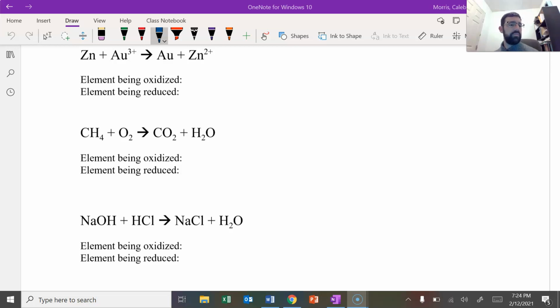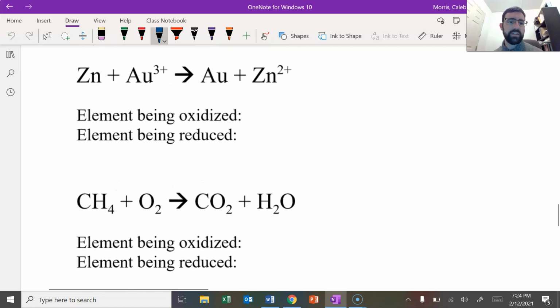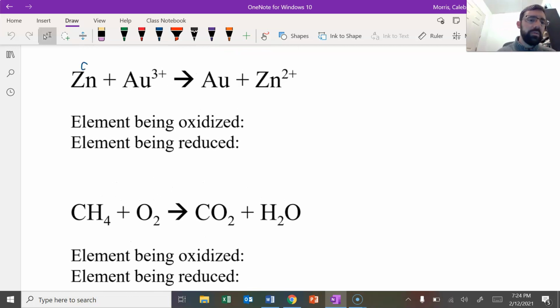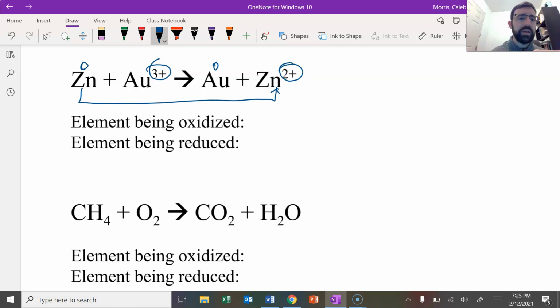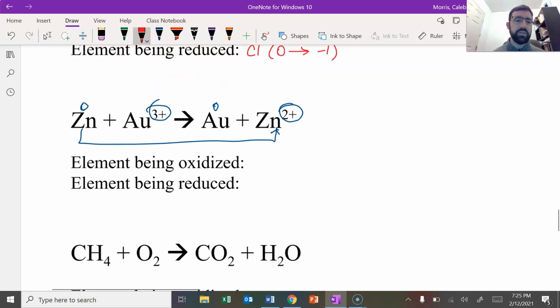All right, so in this first one, I see that I've got charges of 0, +3. That one's just written for me, so I know it's +3. This is 0. And then I've got +2. That one's just written there already. So I can track how they're changing. I got to decide, first of all, which one's becoming more positive. Well, I see that zinc started at 0, and it became +2. I see that Au started at +3, and it went to 0, which means it's reduced. It's becoming more negative or less positive.